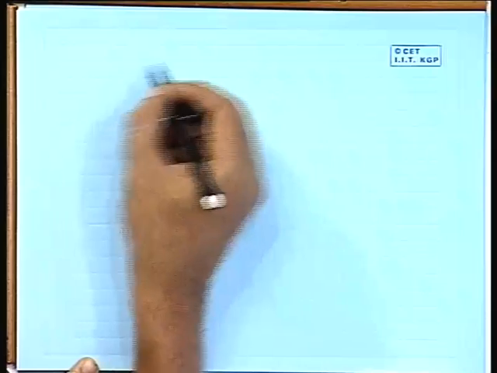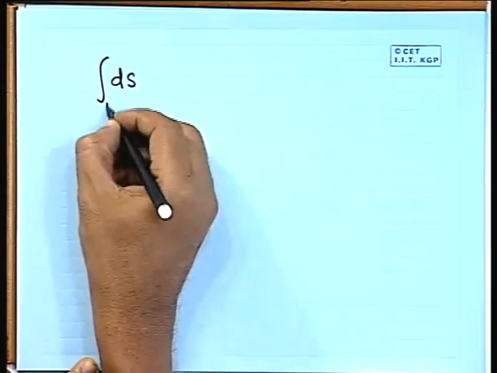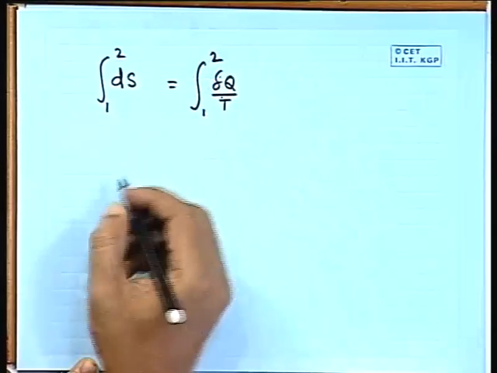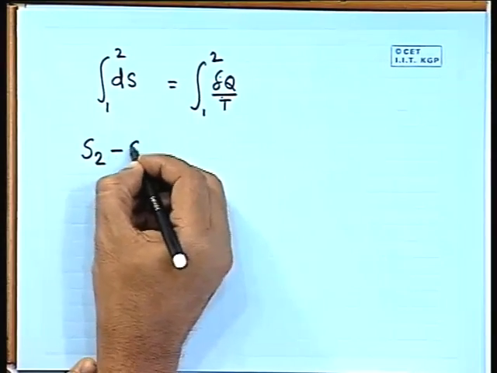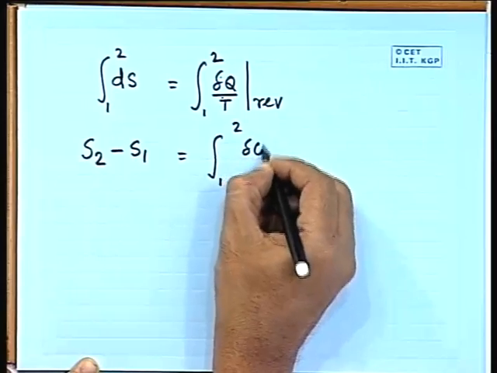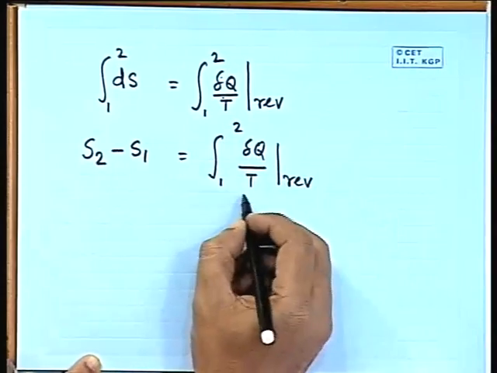So, as it is a function of state point, we can do the integration easily. ds, let us say 1 to 2, that is equal to dq by t 1 to 2, and we can write in the next step S2 minus S1 is equal to integral 1 to 2 dq by t reversible. Obviously, the integration on the right hand side can be done if the relationship between q and t are known. If this relationship is known, then we can do the integration. But this is how we can calculate the change in the property entropy.